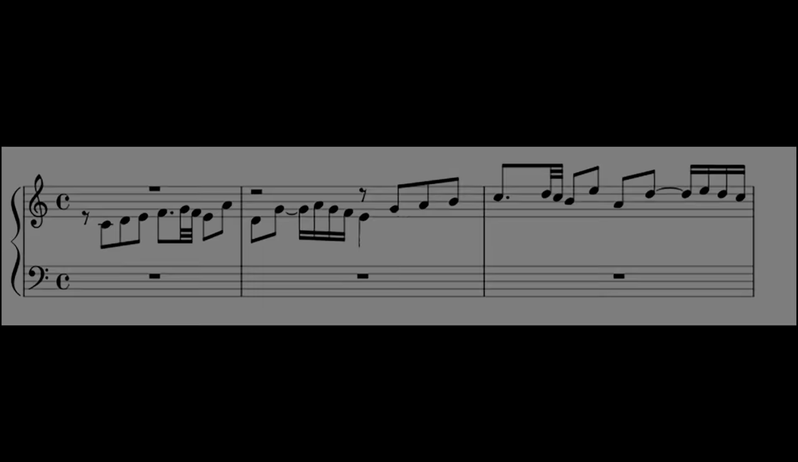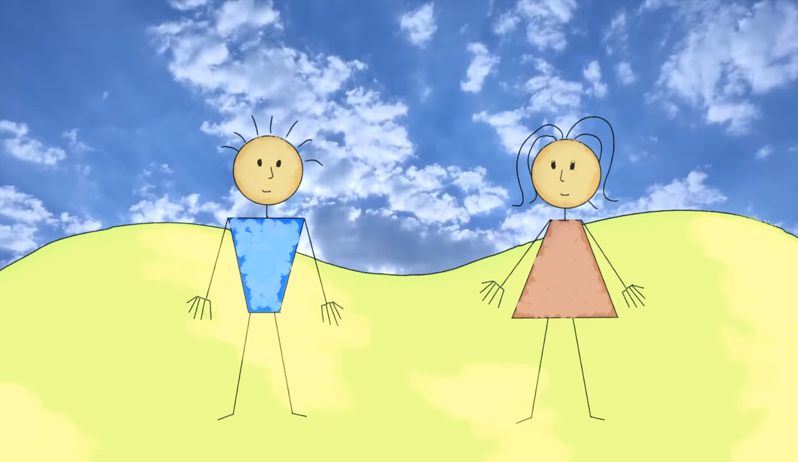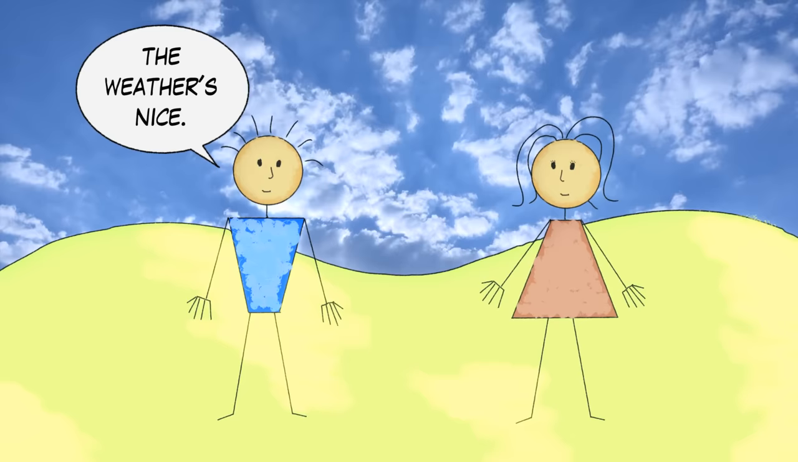So, there you have it. A fugue is not just a simple repetition of a melody, it's a game of statement and answer between the various voices. It's a discussion between different people, for example, a first person who says that the weather's nice, and then a second who concurs and says that the weather's nice indeed.